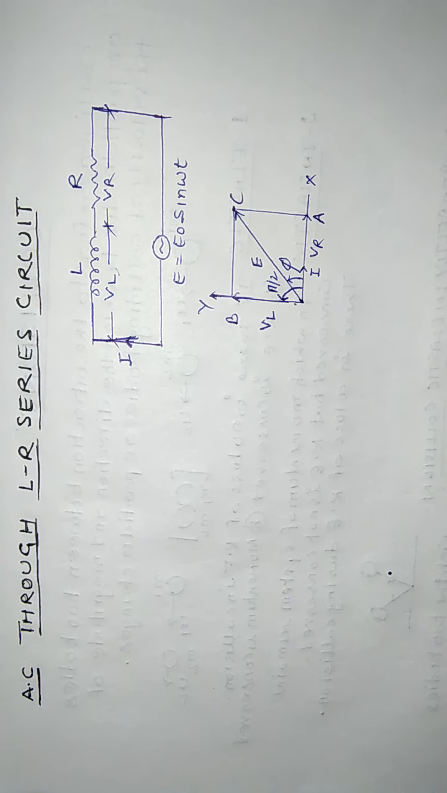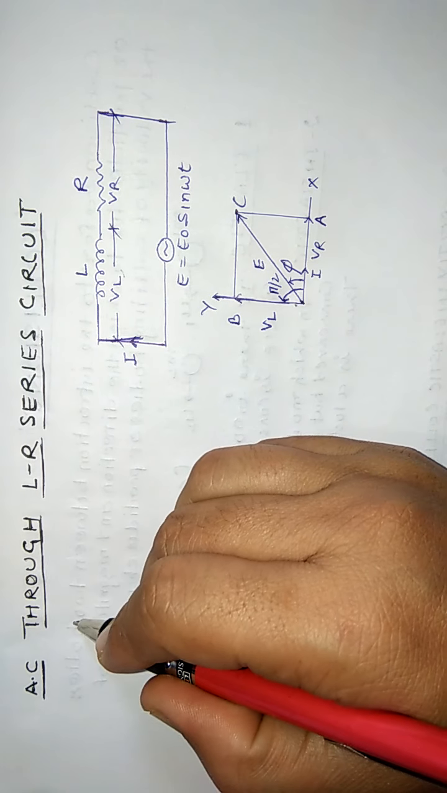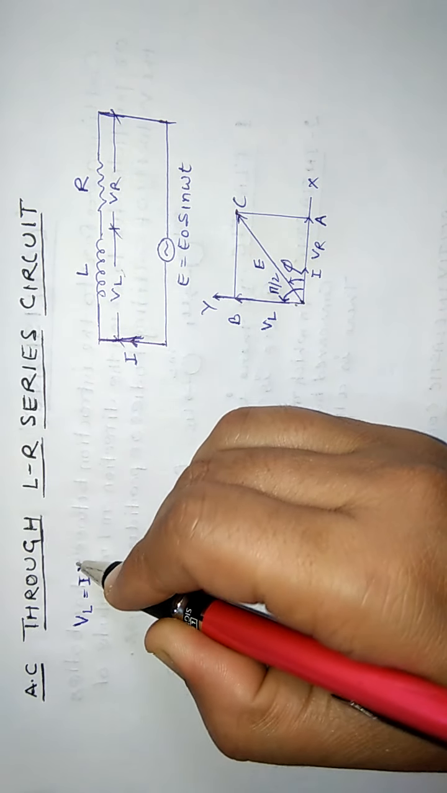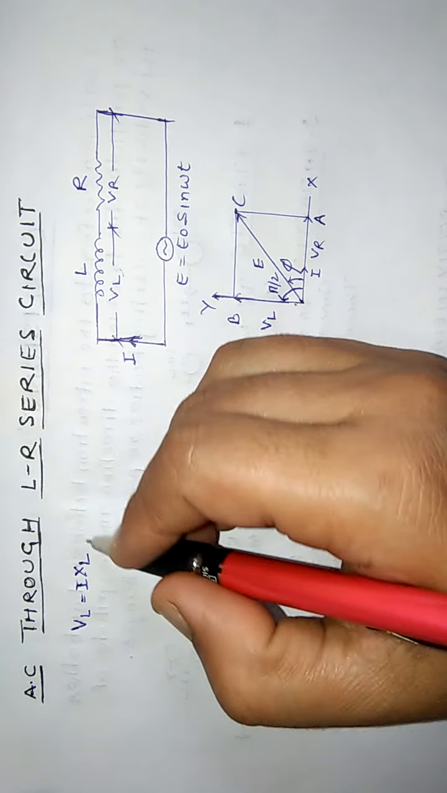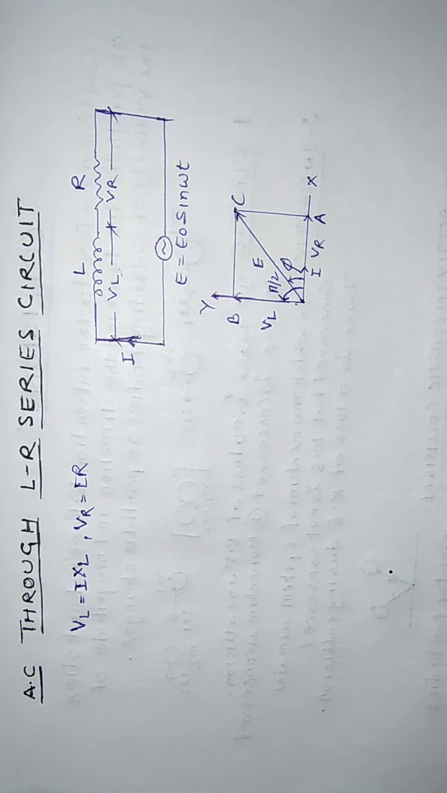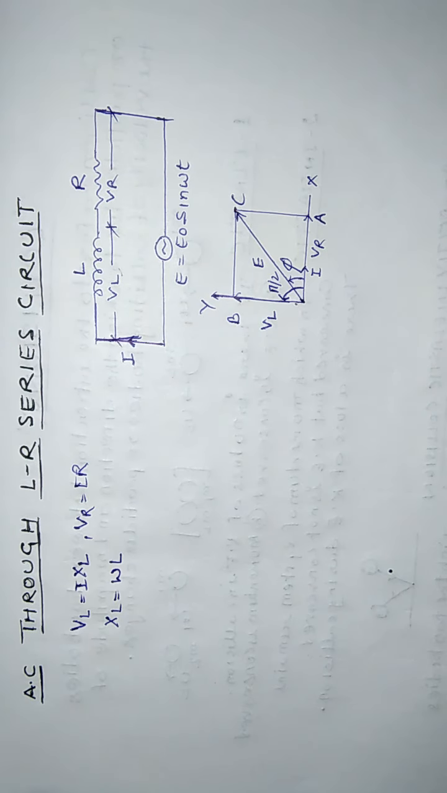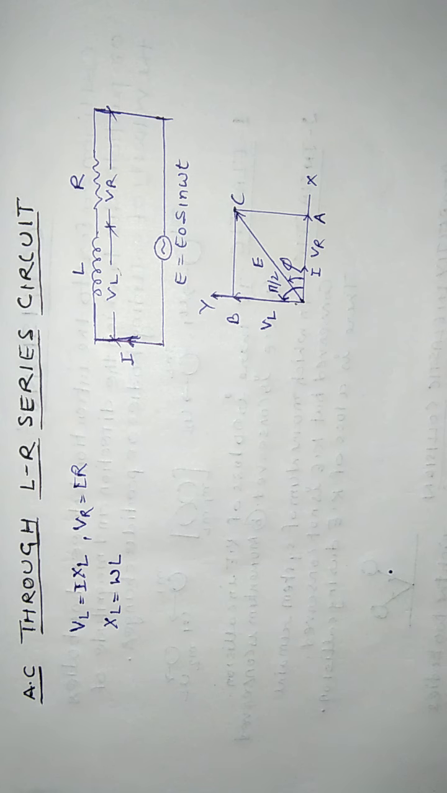If E and I be the instantaneous value of EMF and current in this LR circuit, and VL and VR be the instantaneous values of the voltage across the inductor and across the resistor respectively, then we know that VL is equal to I XL and VR is equal to I R, where XL is equal to omega L. It is known as the inductive reactance of the circuit.